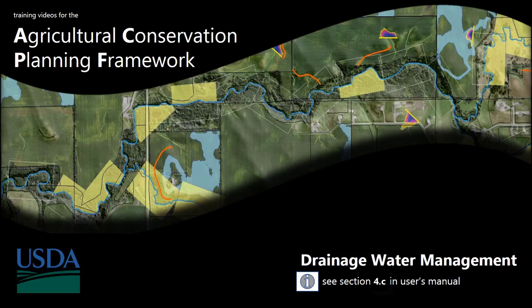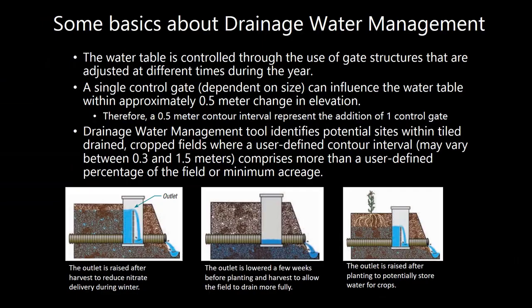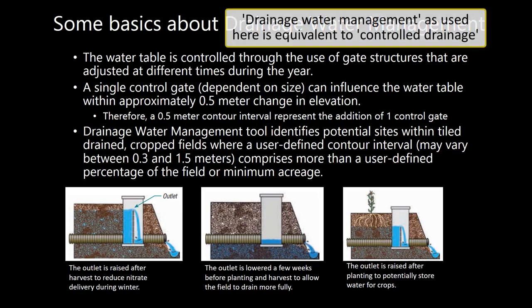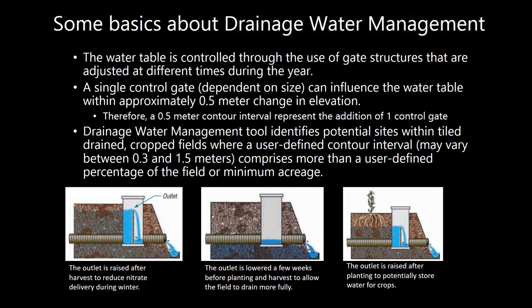In this video, we're going to run the drainage water management tool. The drainage water management practice adjusts the water table at certain times of the year via a control gate. So for example, if field access is necessary, say for harvest, the gate can be opened to allow unrestricted drainage. Or if you're in the midst of growing season, the gate can be raised, which will raise the water table and therefore the water available to plant roots.